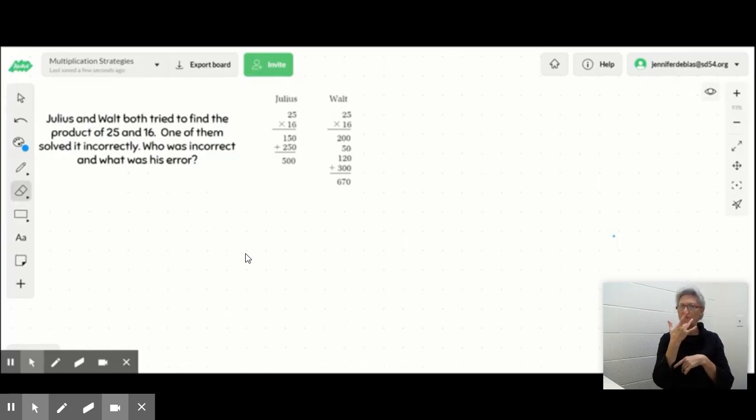It says Julius and Walt both tried to find the product of 25 and 16. One of them solved it incorrectly. Who was incorrect and what was his error? I love these problems because we get to be a detective and find their mistakes.